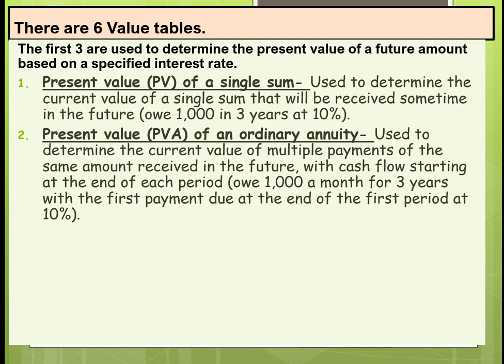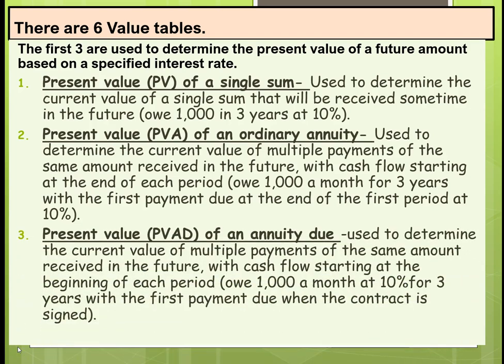Present value of an ordinary annuity is used to determine the current value of multiple payments of the same amount. Now remember, you can only use these annuity tables if the amount is the same every period. So, in this case, we would assume that the payment is at the end of the first period. That's when you use this table. Now, if the payment is up front, right when you sign the contract, you have to use the present value of an annuity due. Again, it's the current value of multiple payments of the same amount received in the future, with cash flow starting at the beginning of the period.